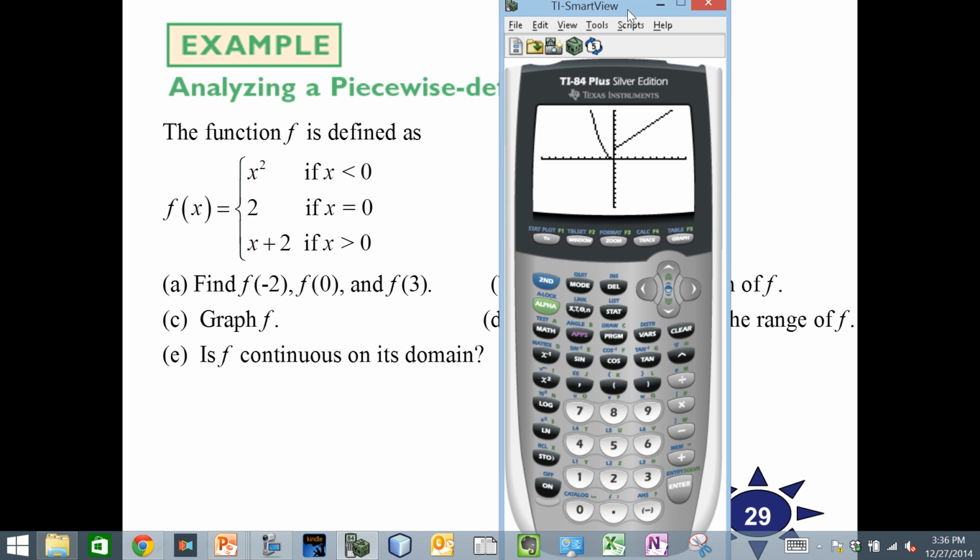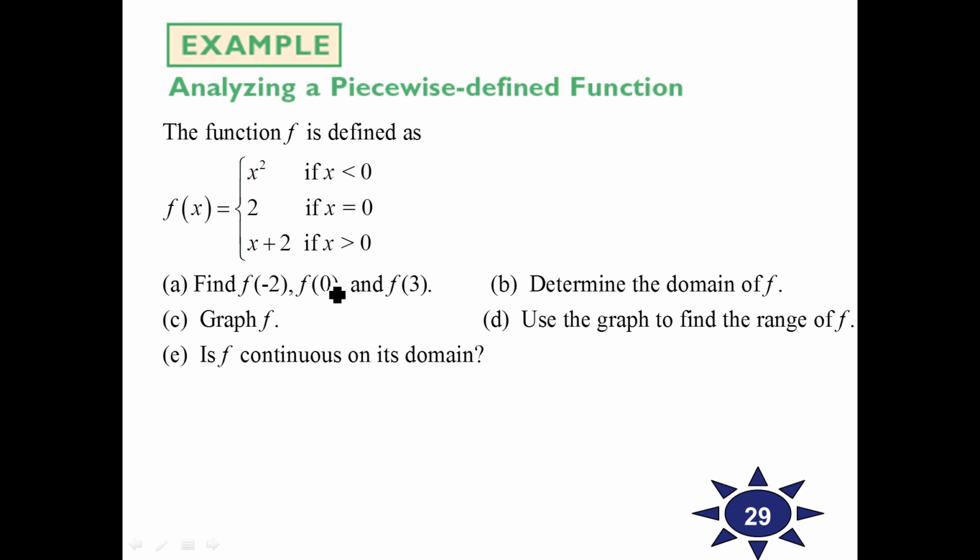Alright, so really quickly here, let's go back to the question here. Find f of negative 2. Alright, so when x is negative 2, we're going to be here because x is less than 0. So f of negative 2, we're going to say negative 2 squared, which is 4. And we're going to be in that portion, that piece, right, of the function.